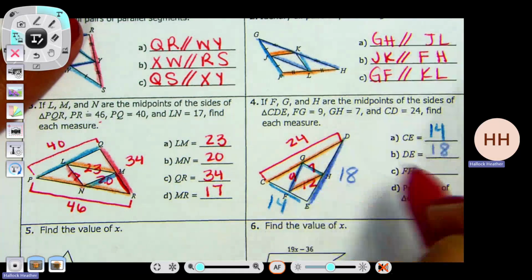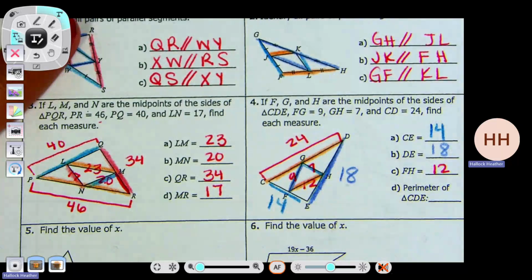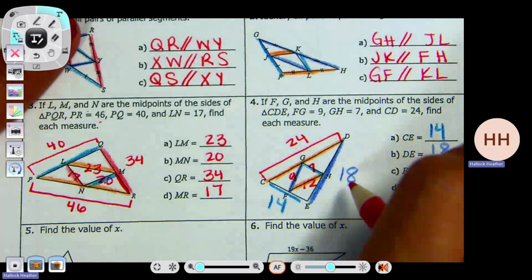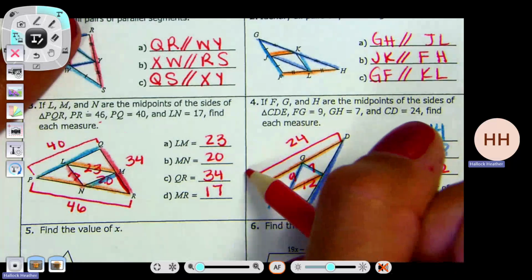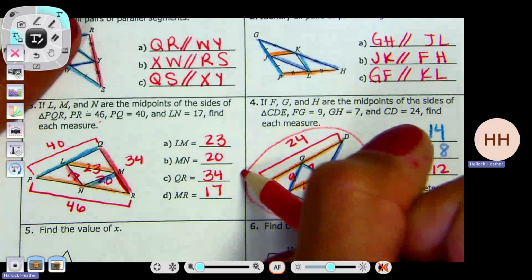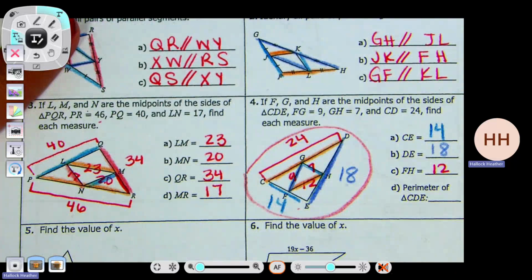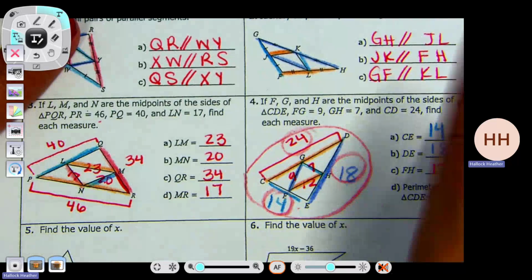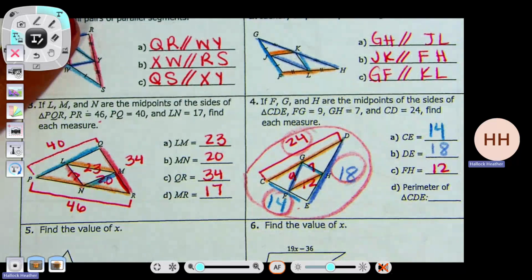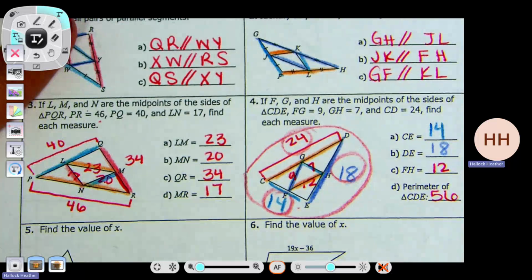12, good. And then you need to find the perimeter of the outside, so that's adding up the outside numbers. So if it says the perimeter of CDE, that's your outside numbers. You're not adding all of them, just the outside. So 24, 18, and 14, how much total is that? 56. Okay. Not bad.